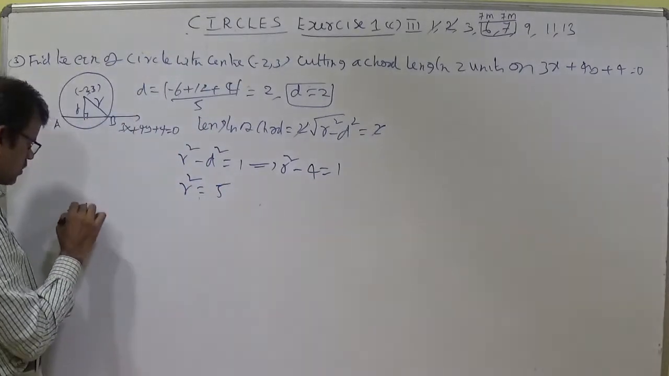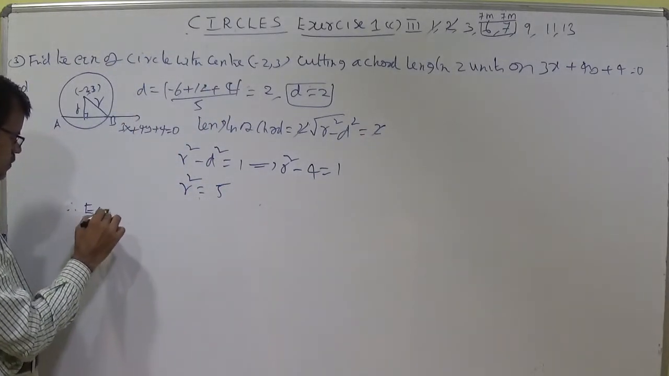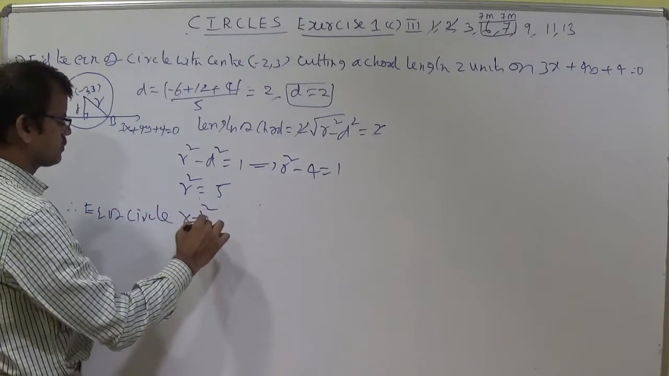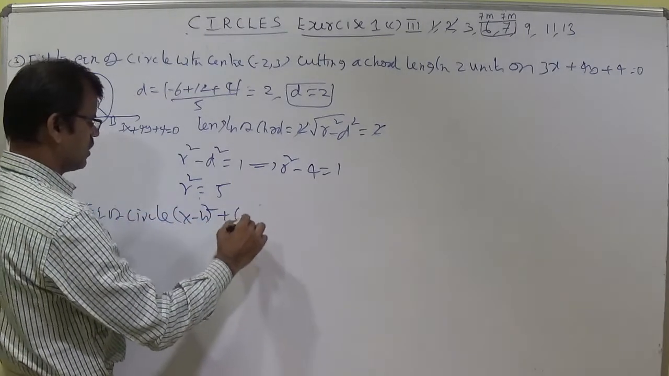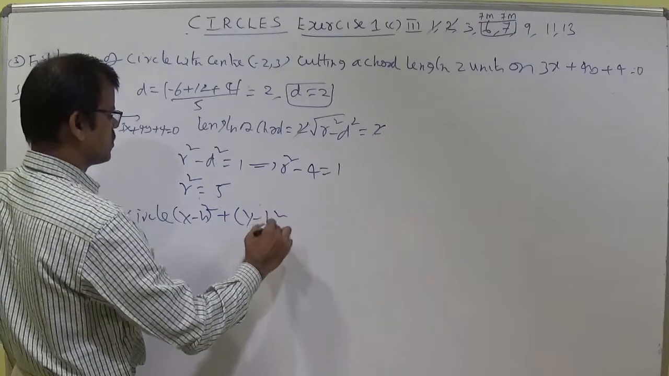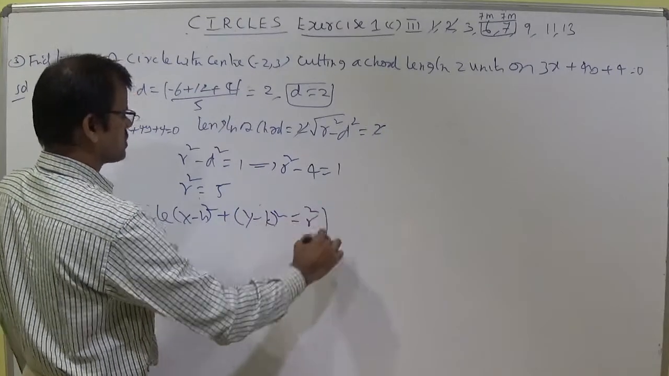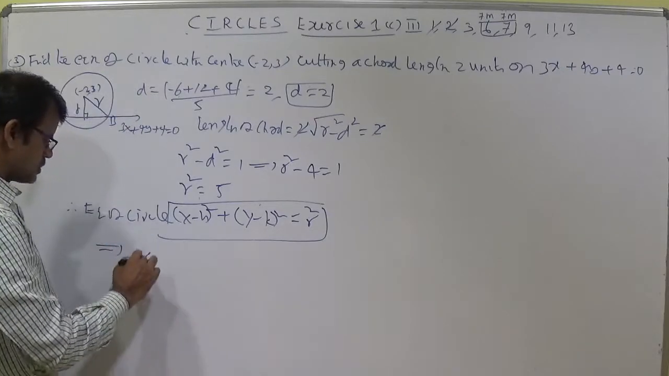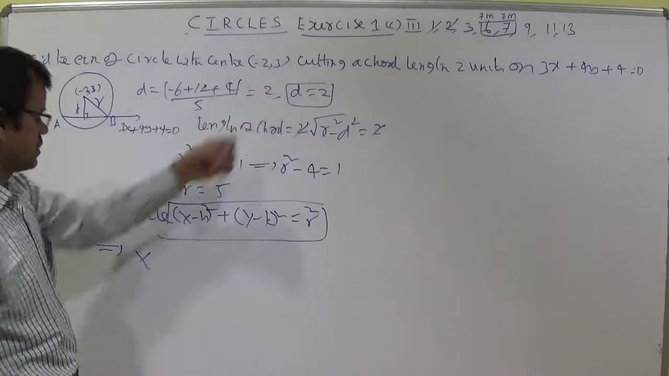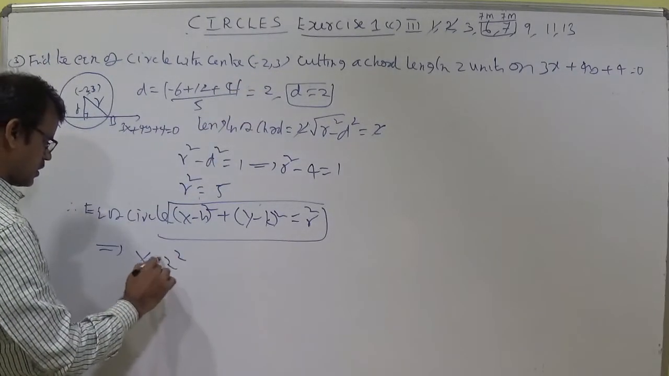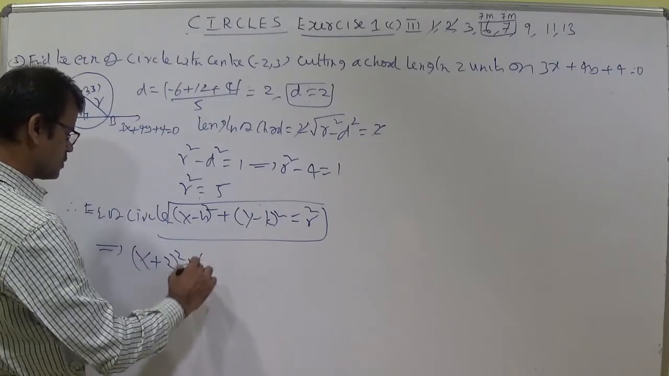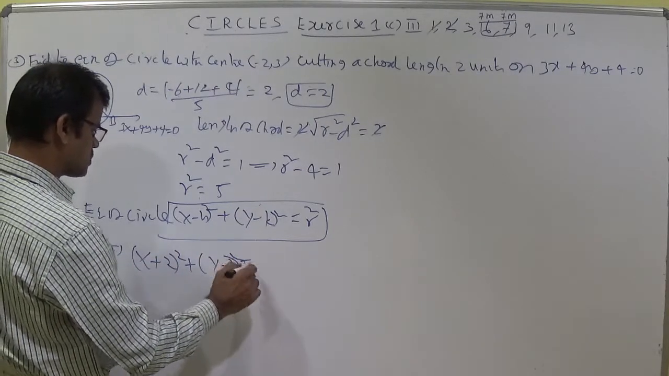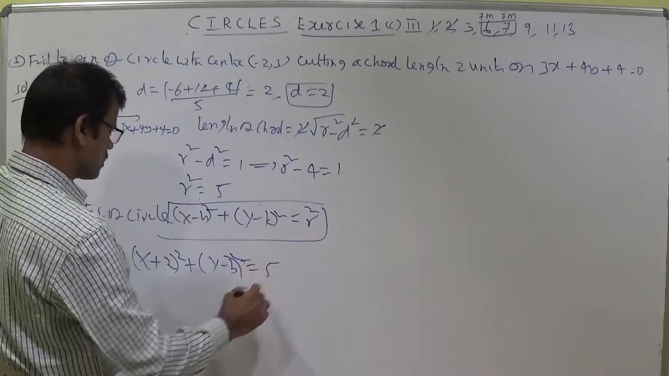Therefore equation of circle. Equation of circle general form is called x minus h whole square plus y minus k whole square is equal to r square. That implies using the center minus 2 comma 3, you can write here x plus 2 whole square plus y minus 3 whole square equal to 5.